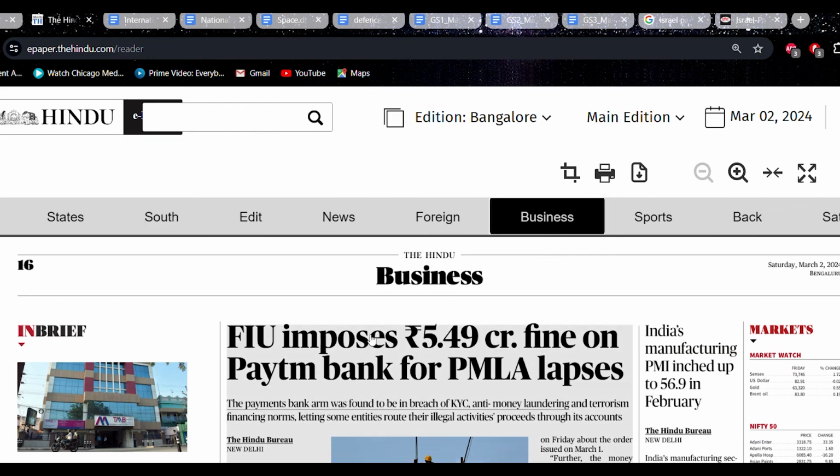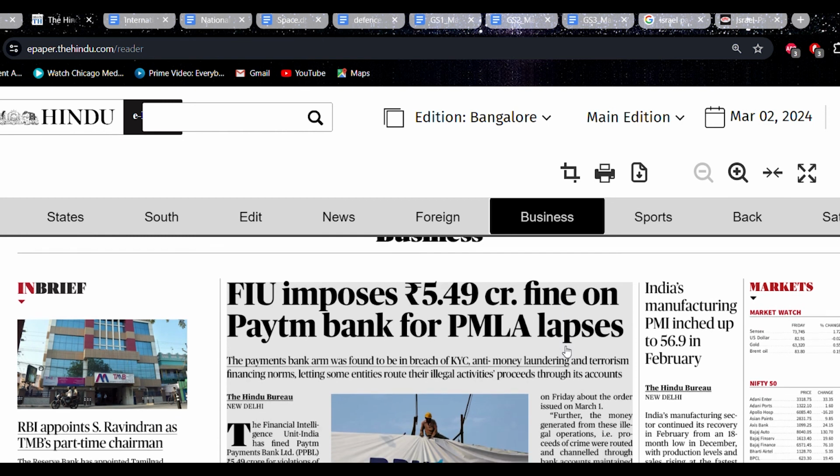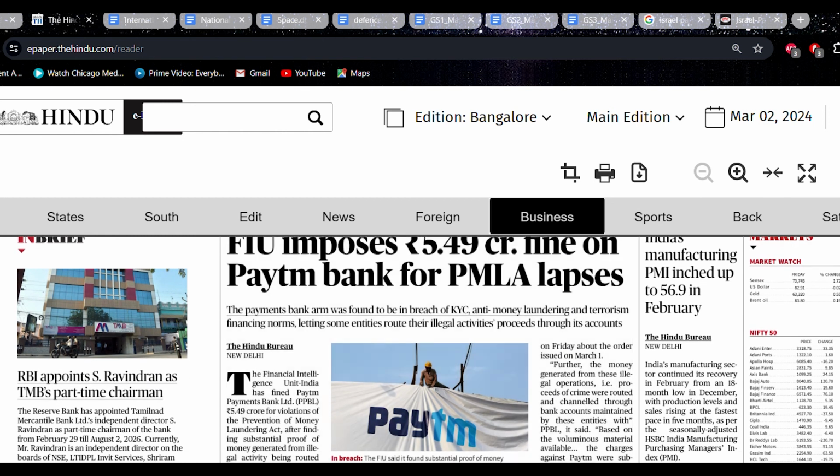See, this portion comes under GS paper 3 under Indian economy. So FIU imposes 5.49 crore fine. First of all, you should know what is FIU. If you don't know, again, you Google it, Financial Intelligence Unit, UPSC. Then there is, see, it has fined. What is the issue you should get to know.